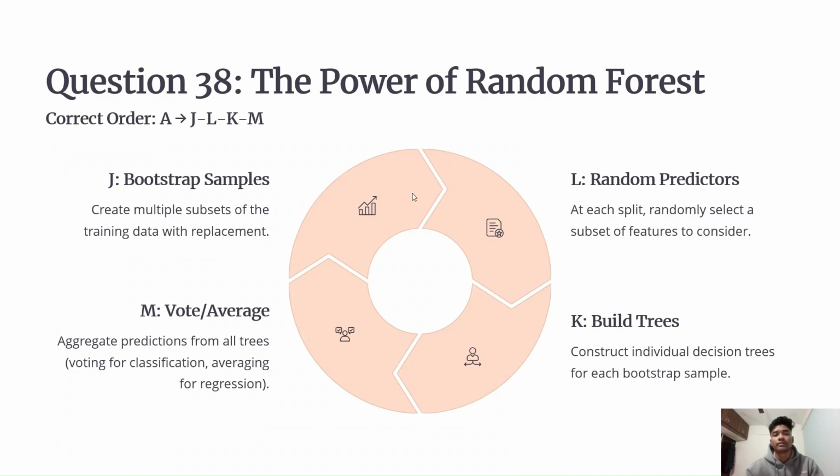Question number 38. The power of random forest steps. The correct order here is JKLM. J, bootstrap samples: first, create multiple samples from the training data. Then L, random predictors: at each split, choose a random subset of features. Then K, build trees: construct decision trees on each bootstrap sample. Option M, vote or average: combine all the outputs by voting or averaging. This is what gives random forests their power: diversity plus aggregation.